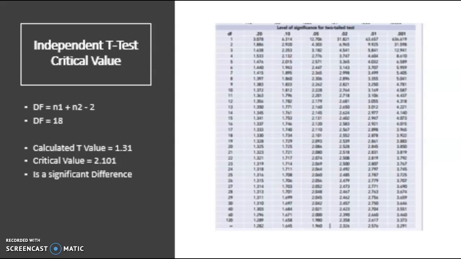Because for this one it was a little bit different, rather than just doing n minus whatever number it was, for this one you had to do the number of participants in group 1 plus the number of participants in group 2 minus 2, which gave us 18. So then you'd go down to 18 on the table, then go along to 0.05, which gives us a critical value of 2.101, which tells us that there is a significant difference.